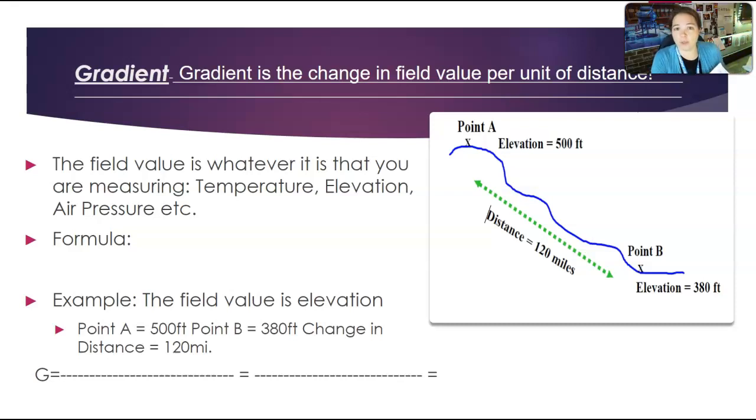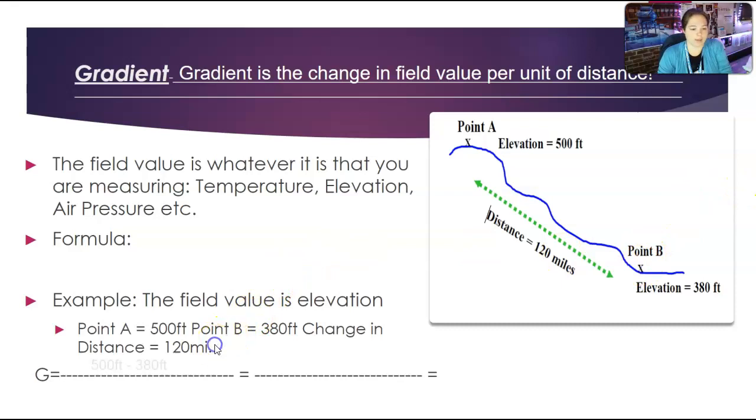And the formula, which can be found in your reference table right here, is gradient equals change in field value over distance. You need to know it, star it, highlight it, something, because you're going to be dealing with it throughout the year. An example of field value, elevation: point A, elevation is 500, point B, elevation is 380. Change in distance is 120 miles. Technically, we don't like using miles in science, so stick to kilometers unless told otherwise.